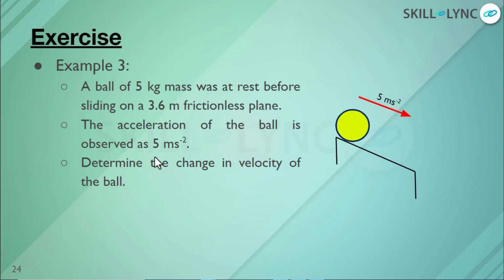Further, let's get into example 3. Example 3. The question tells us about a ball. A ball of 5 kg mass was at rest before sliding on a 3.6 meter frictionless plane. The acceleration of the ball is observed as 5 meter per second square. We need to determine the change in velocity of the ball.